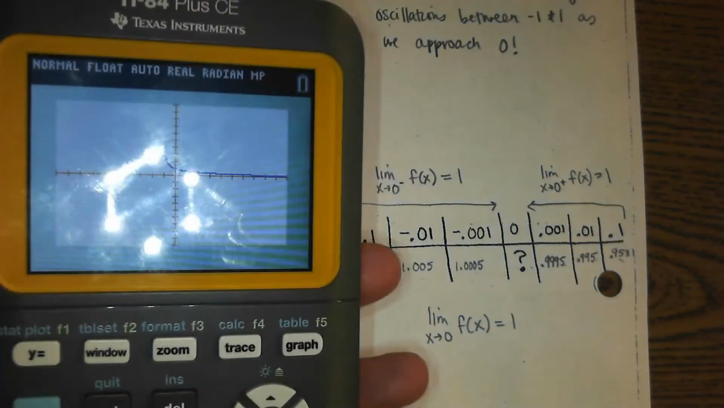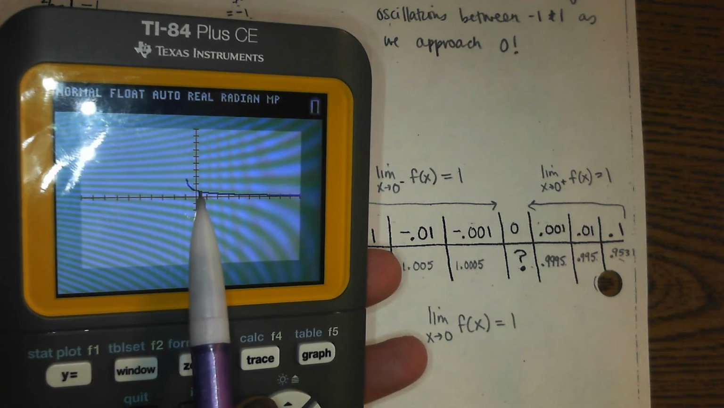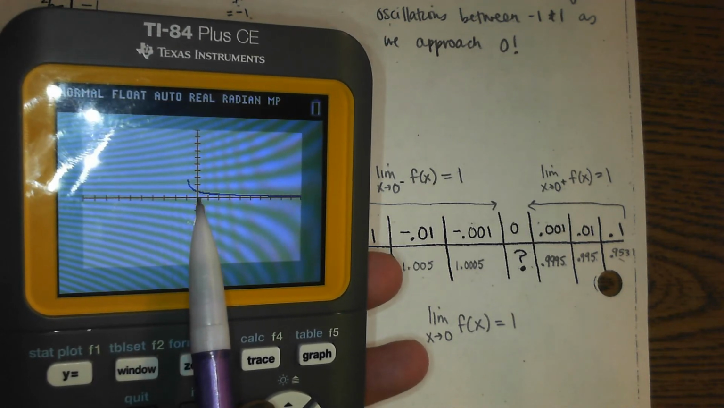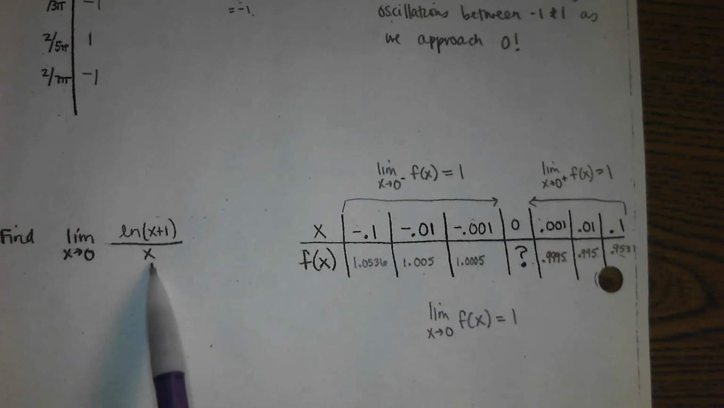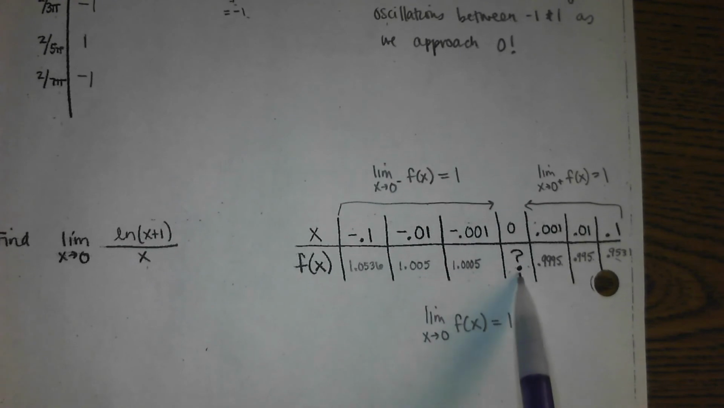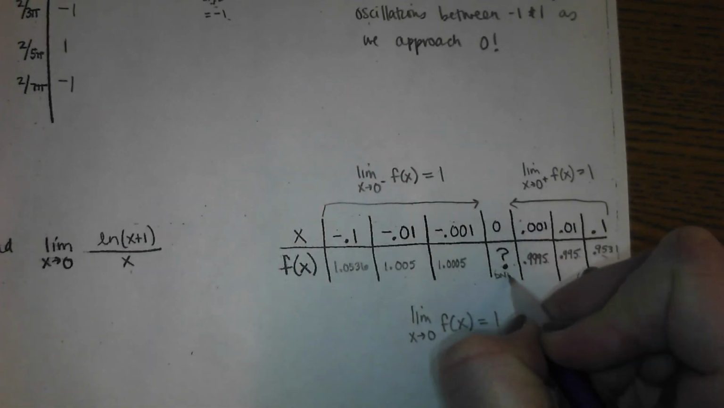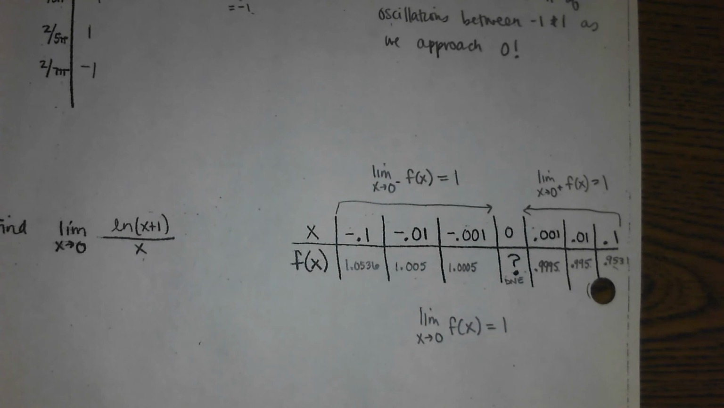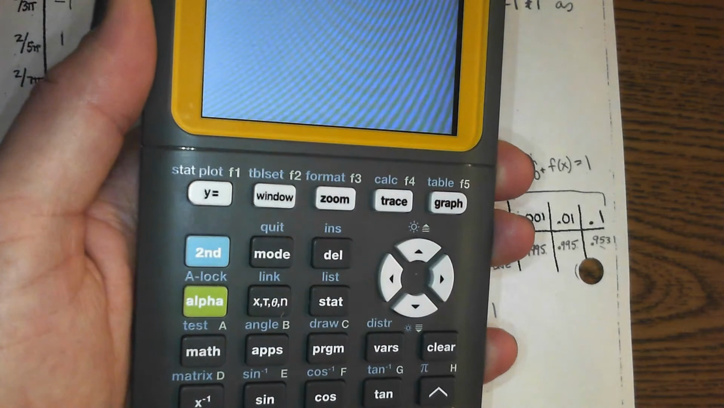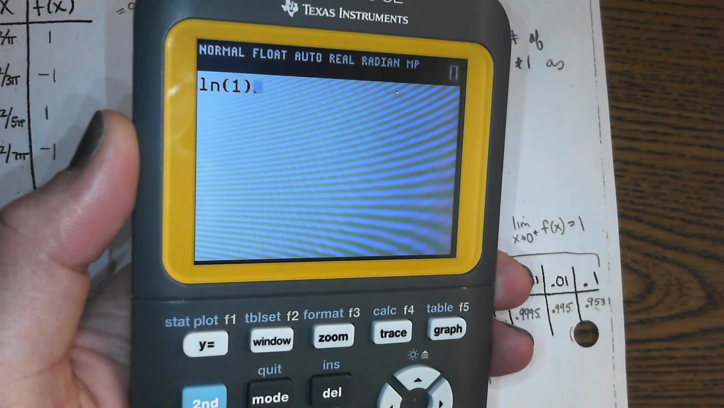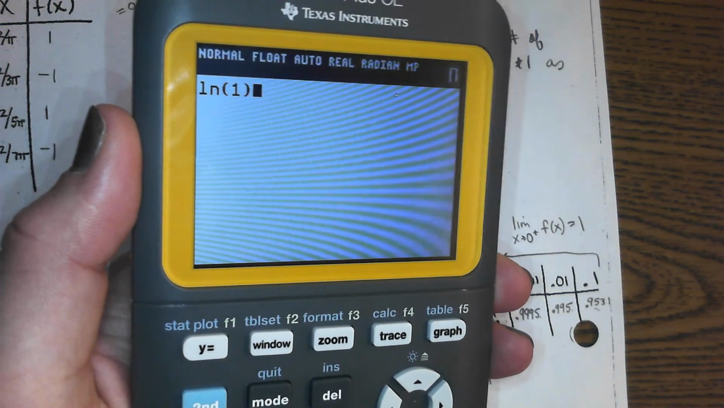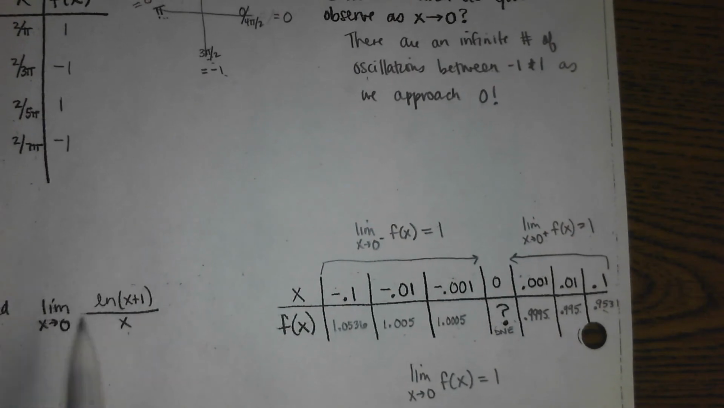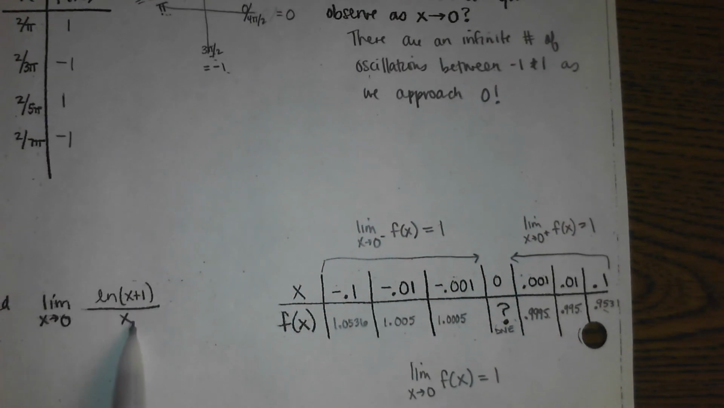And I mean, here's the graph of it. You should see that the limit exists, right? But 0 itself doesn't exist. The function value doesn't exist because it would be the natural log of 1 over 0. What is the natural log of 1? E to what power gives you 1? 0. So that is 0. So if you directly evaluated, you would get 0 over 0, indeterminate.